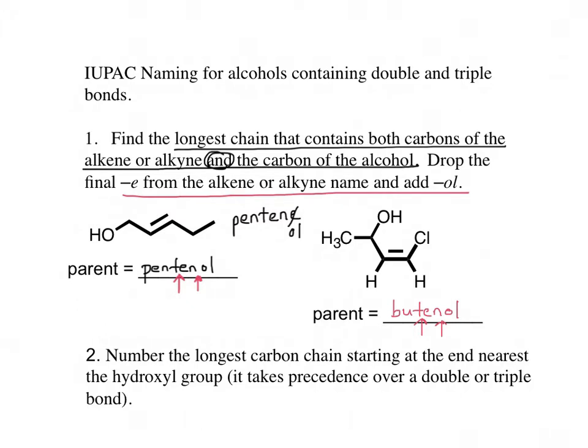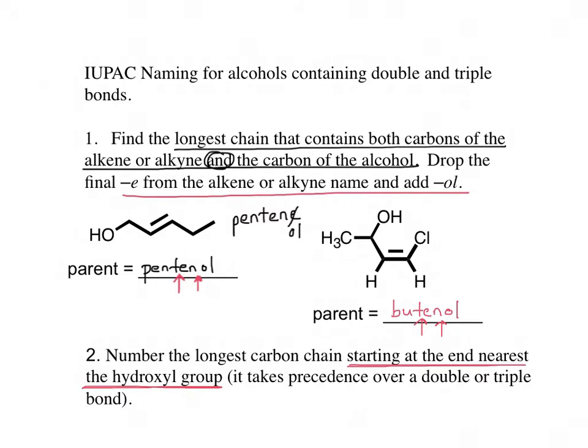That brings us to number 2. Number the longest carbon chain starting at the end nearest the OH group. That has to do with the prioritization of these functional groups. Alcohols have priority over alkenes. They're higher up, and so therefore they get the smaller number.